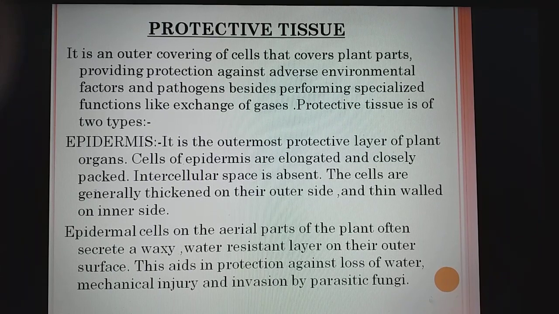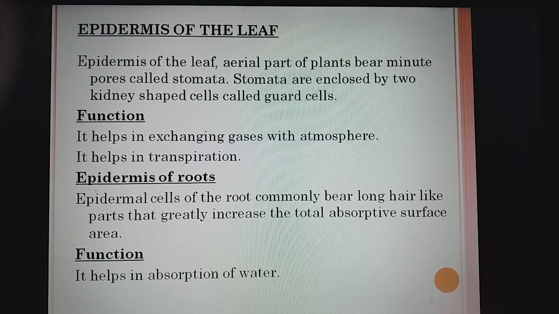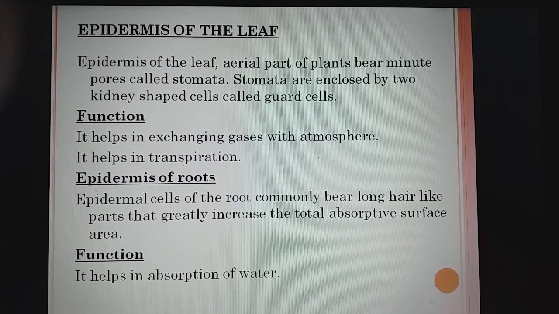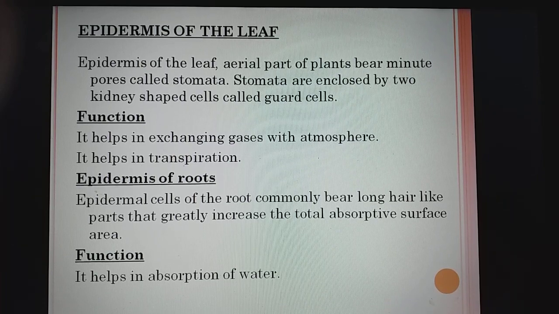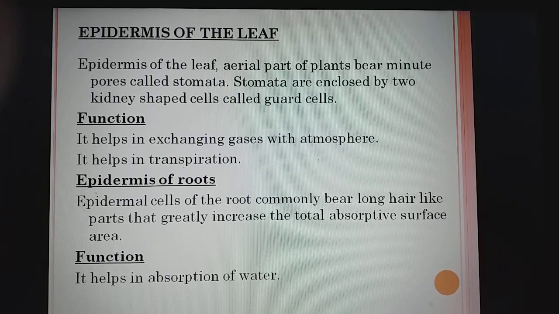I think you might know parasitic. Parasitic means those organisms which depend on other organisms for food. Now next, epidermis of the leaf. One by one we will study the parts of the plant and the role played by the epidermis. First we will study the role played by the epidermis on the leaf. The epidermis of the leaf, that is the aerial part of the plant, bears minute pores called stomata. So stomata are the minute pores present in the epidermis of the leaf.